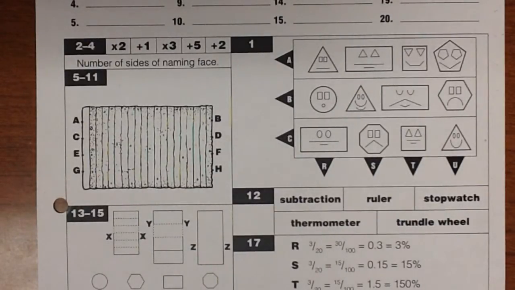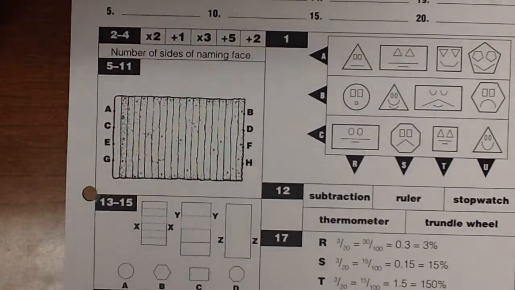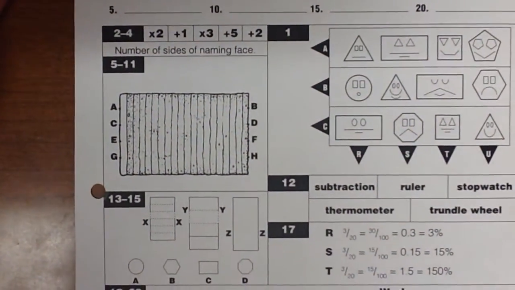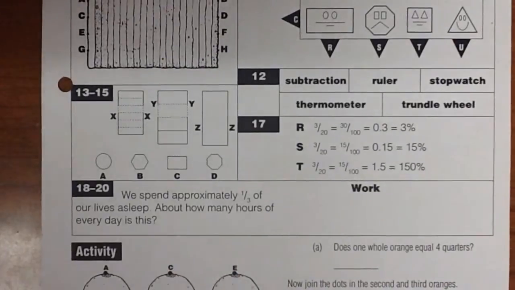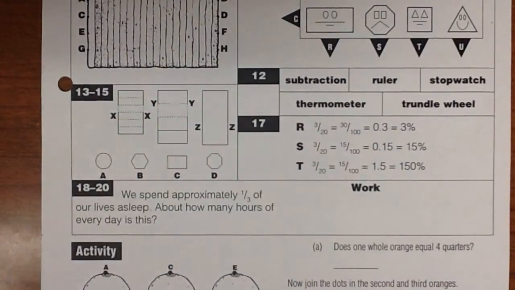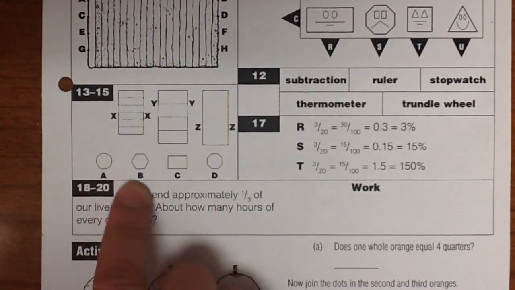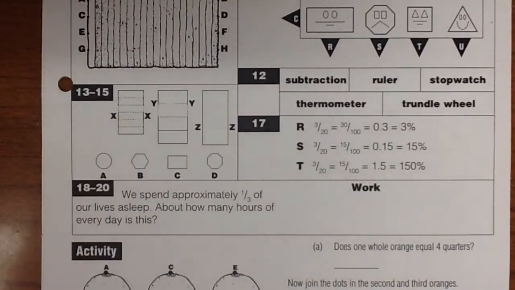Number 13. We did one like this last week. Which face, A, B, C, or D, is missing from X? Number 14. Which face is missing from Y? Number 15. Which face is missing from Z?